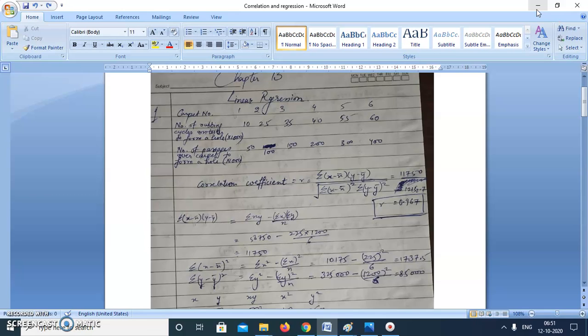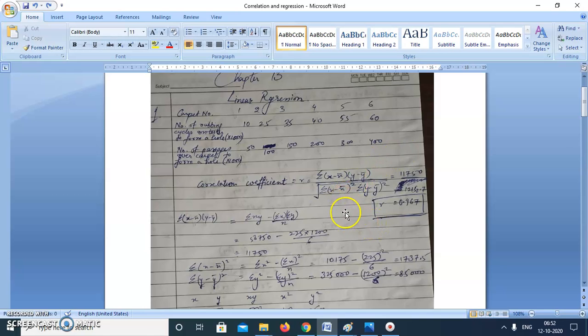In this question, they have given the laboratory reading and actual reading of a carpet wear tester, and they have taken 6 samples, and the number of rubbing cycles in the lab and the number of passages in the actual condition is given. Now these are 6 carpets. These are the number of rubbing cycles on the tester, and these are the number of passages. Now we need to find the correlation coefficient between these two.